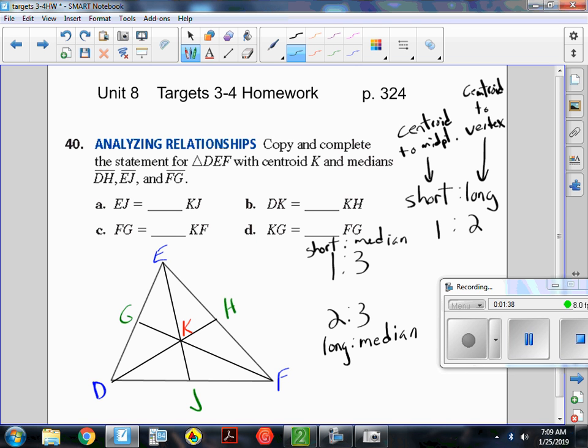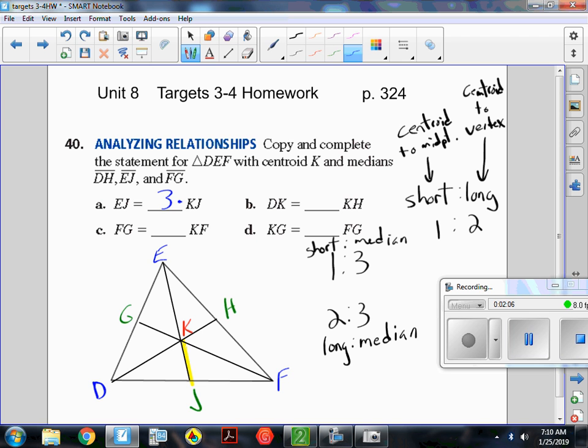EJ to KJ. EJ is the median. The median is equal to how many times the small part? So there's KJ in yellow, that's the small part. The small part is 1/3 of the median. So if I know the median length, EJ, I need to take the small part times 3. 3 times the small part will give me the median.